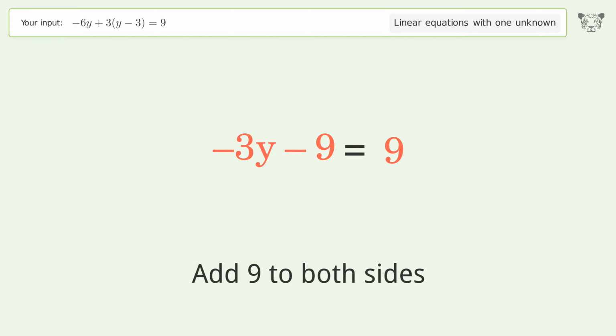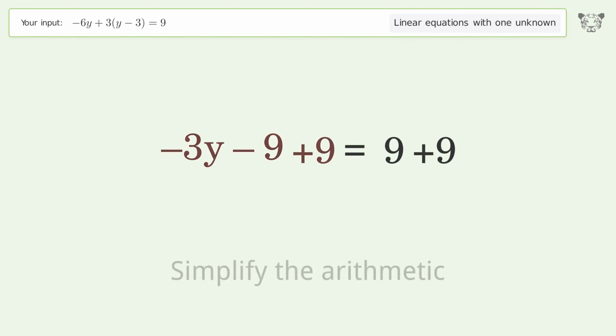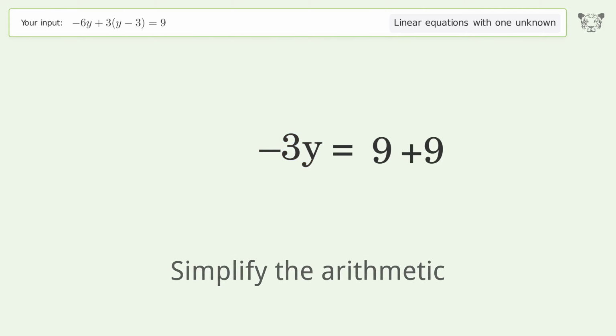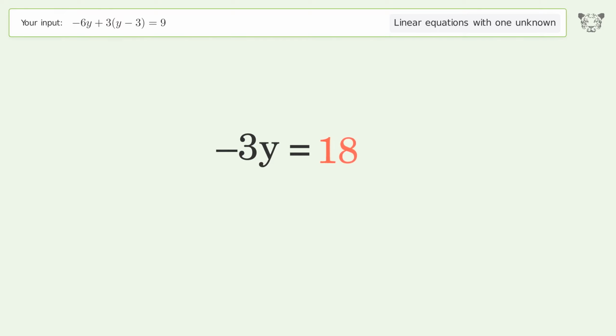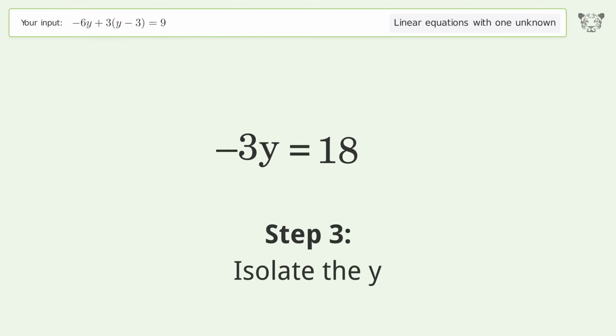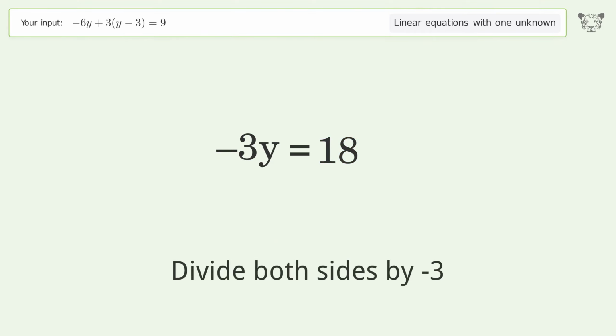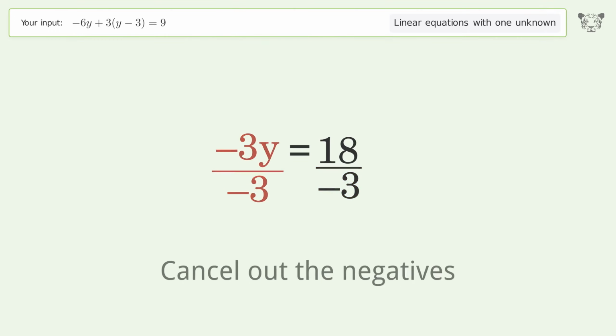Add 9 to both sides. Simplify the arithmetic. Isolate the y. Divide both sides by -3. Cancel out the negatives.